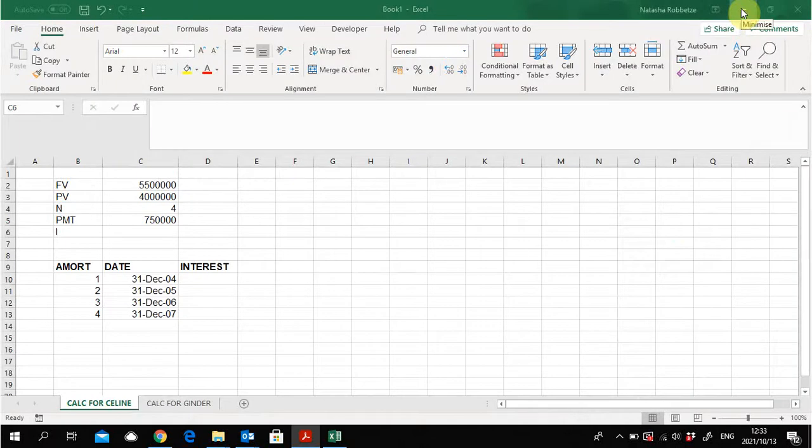If I type into my calculator a future value of 5.5 million, a negative present value of 4 million, timing of 4 years at 750,000 Rand payment a pop, and I say compute the I, I do get an interest rate of 25%. I get 25.2326 blah blah blah. So I'm just cross-checking it.